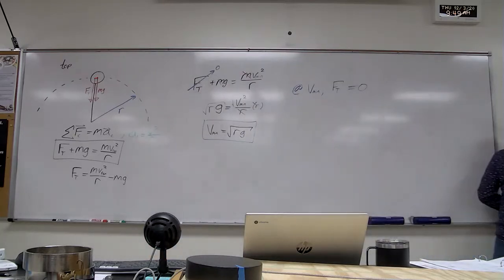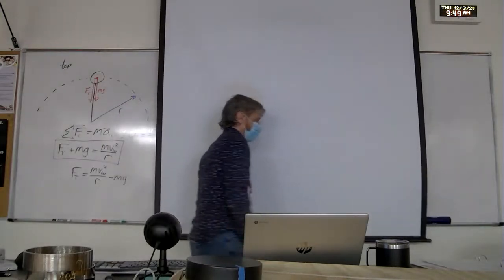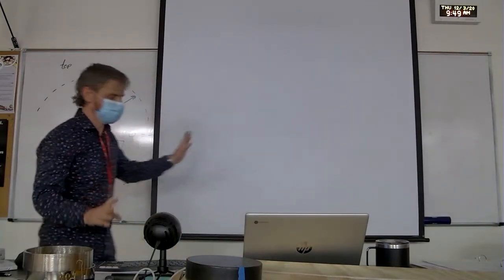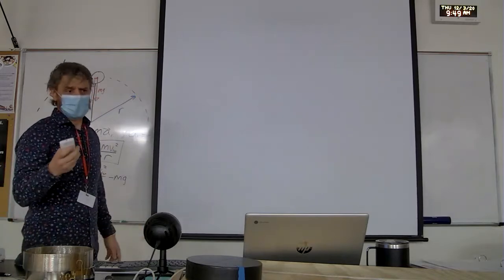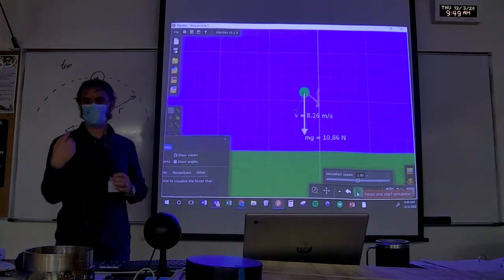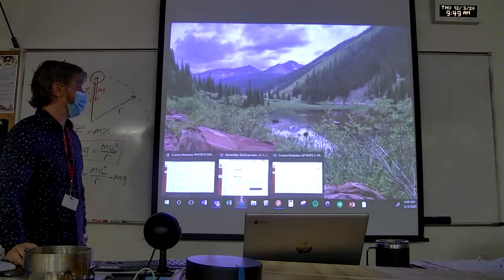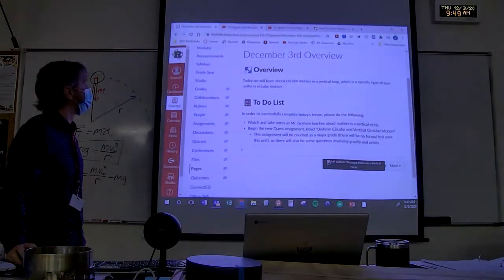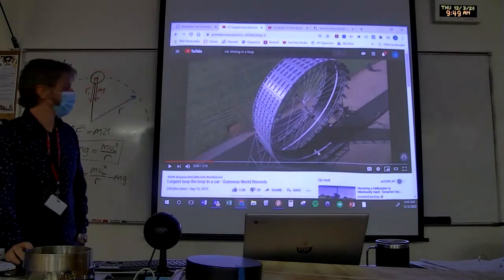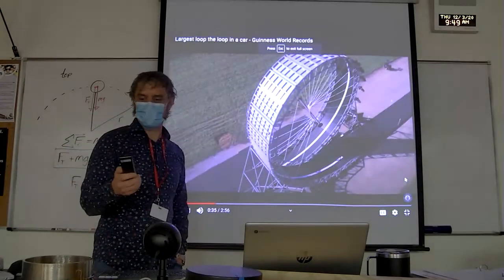Speaking of loops, I made this little... When is it very important to know that we got that minimum speed, and actually more than that minimum speed, to get through a loop? Well, if you're a crazy guy like this person, this applies to skateboarding too.